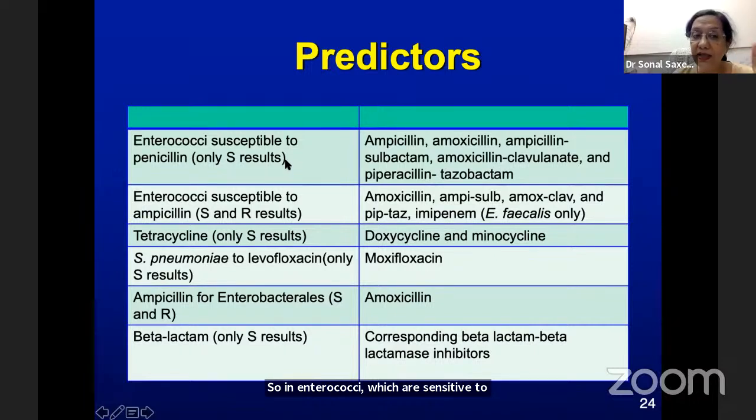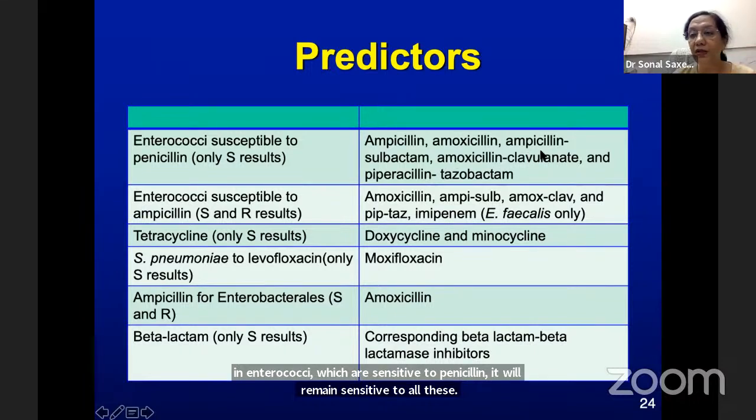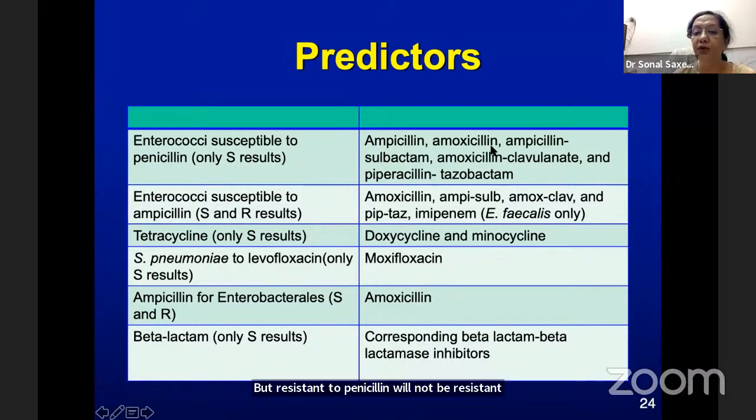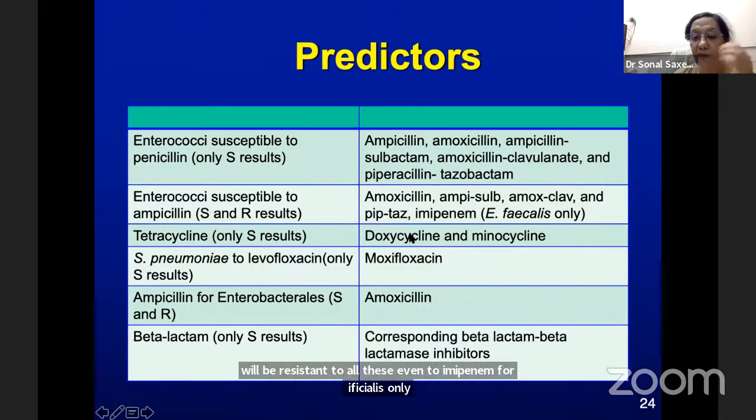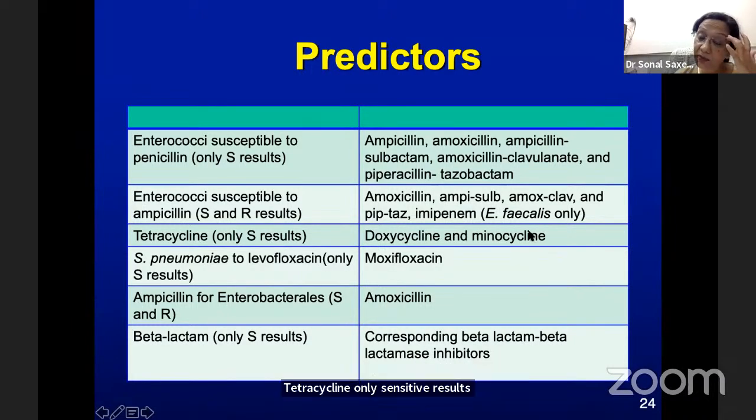But a resistant to penicillin will not be resistant to these. It may be resistant to ampicillin, amoxicillin, but not to ampicillin amoxicillin clavulanate, so that I have to report separately. Now, enterococci that are susceptible to ampicillin will be susceptible to all these, even to imipenem for E. faecalis only. Tetracycline only sensitive results will be susceptible to doxycycline and minocycline.